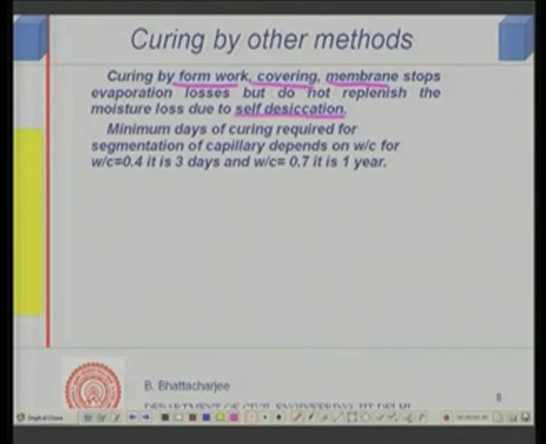Now, the code specifies the minimum number of curing days, because as we shall see, the higher the number of days of curing, you will have better strength development, and also segmentation would be another criterion. Also, initially for the first few days you must do curing, otherwise drying shrinkage cracks might appear. So, based on these considerations, the code specifies the number of days of curing.